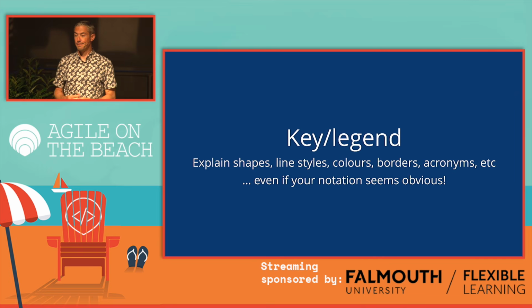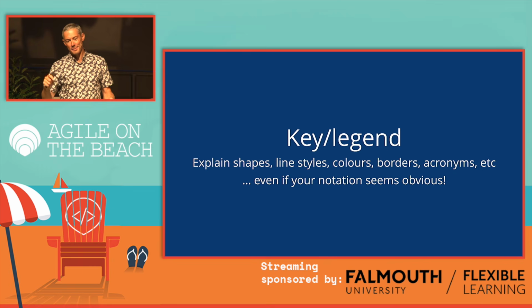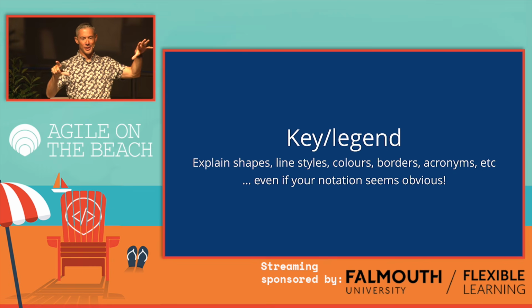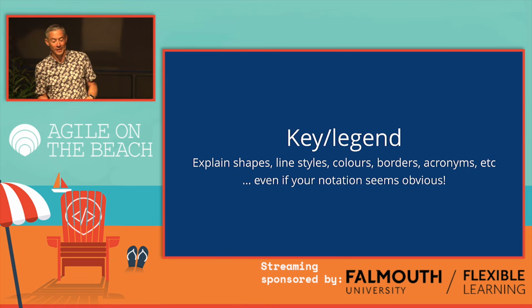Have a key or a legend. So every set of diagrams should have a consistent key and legend to describe shapes, colors, line styles, borders, acronyms, and so on, even if it seems obvious to you. So when I run my architecture katas, we draw some diagrams in the morning, and everybody's using different color Sharpie markers. Then we go for lunch, and then they come back and ask, why is this line red? I don't know. They drew it 2 hours ago, but they've forgotten.